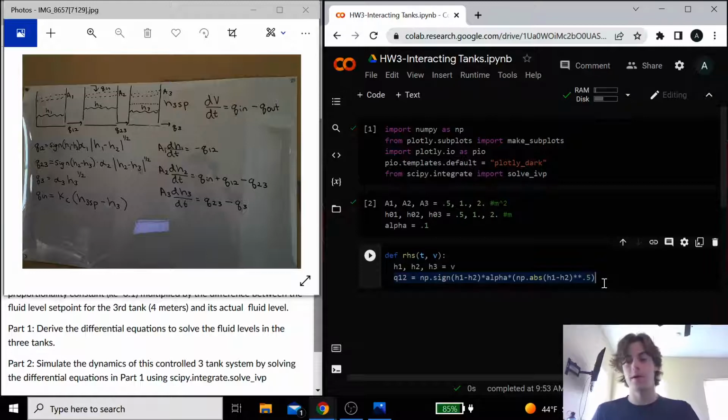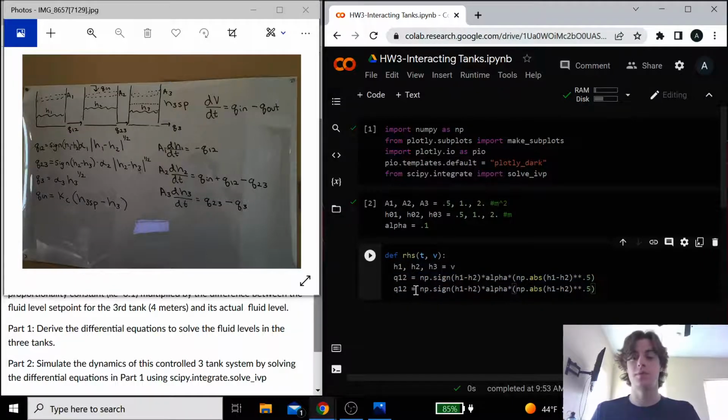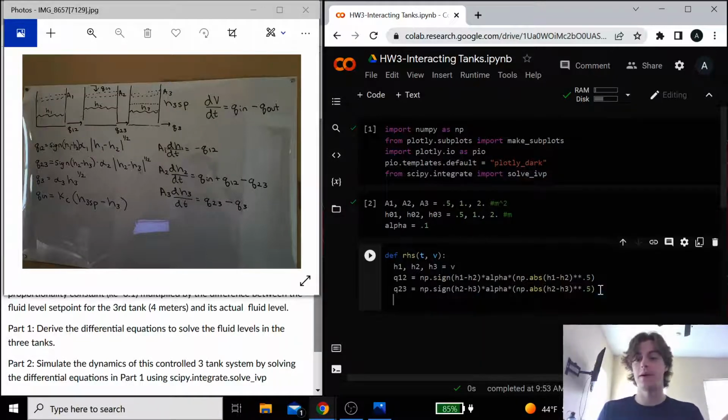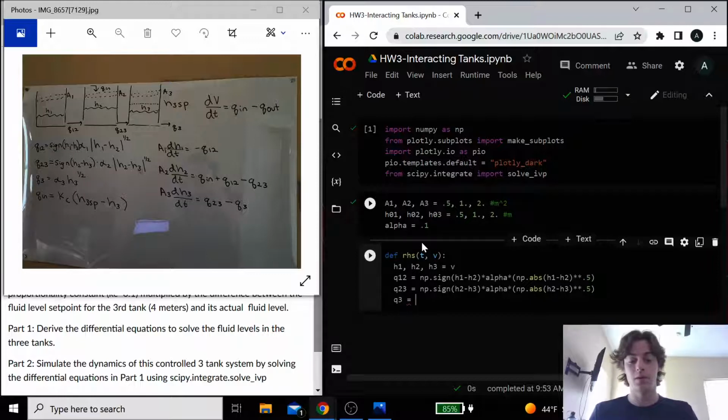And then the flow rate between tanks 2 and 3 is similar, but we will use the difference between the height of tank 2 and the height of tank 3. So there is the flow rate between tanks 2 and 3, and then we have our flow rate out of tank 3, which is just our proportionality constant alpha times the height of tank 3 to the 1/2 power.